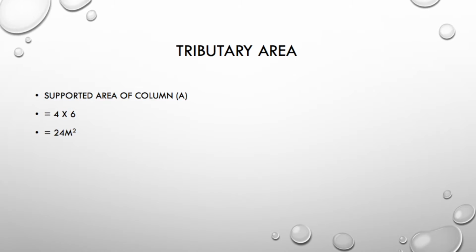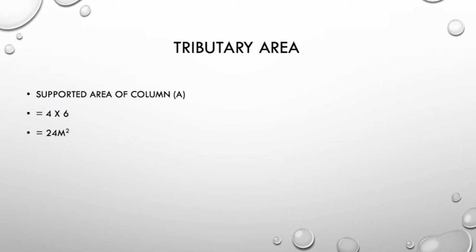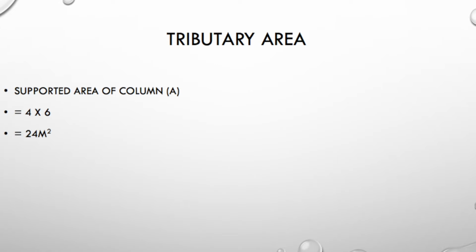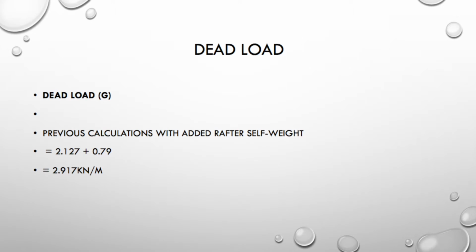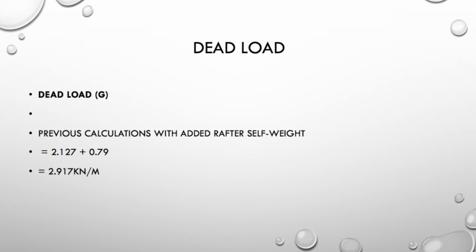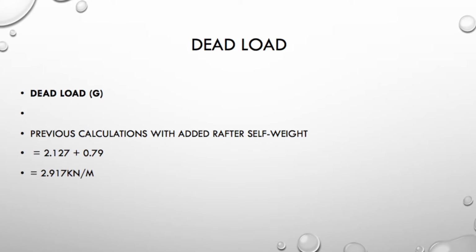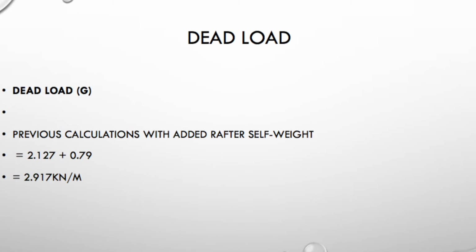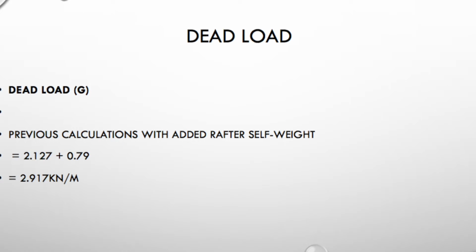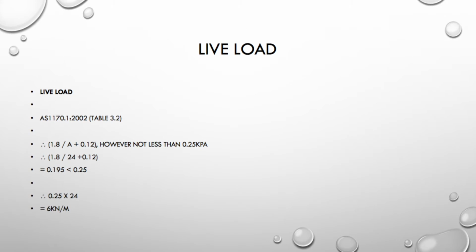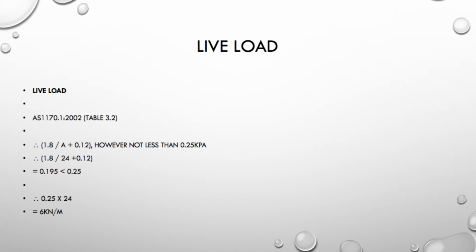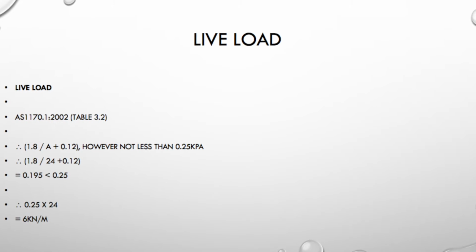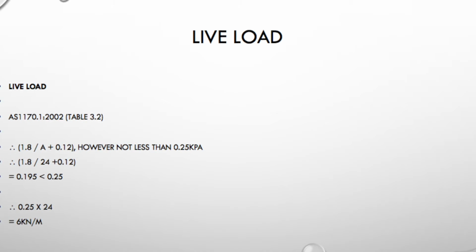Step 1 was to calculate the tributary area, which equaled 24 meters squared. Step 2 was the dead load calculation, where I was able to use previous calculations plus an added central rafter self-weight, which summed up to be 2.917 kilonewtons. Step 3 was to find the live load, which could not be less than 0.25 according to the AS 1170.1 table 3.2. The live load then equaled 6 kilonewtons per meter, found by multiplying 0.25 and the tributary area.